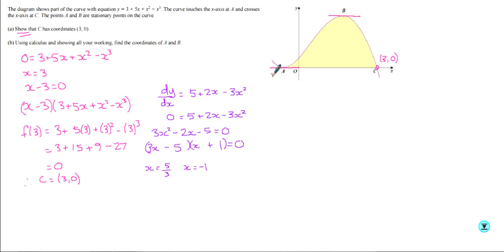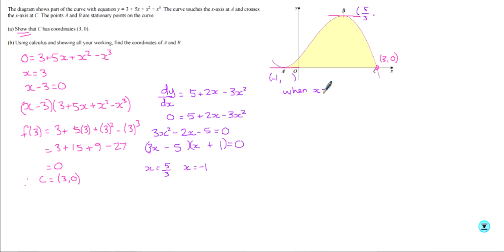So we know at this point here, that must mean that x is -1. We just haven't got the y. And this point here, we know that must be 5/3. We just haven't got the y yet. So that's what we've got to do. So let's pop it into this function here. So let's start with the ugly one.